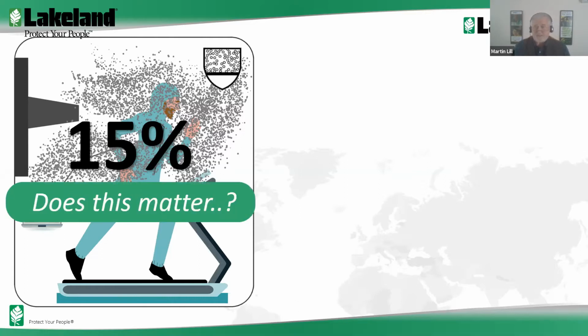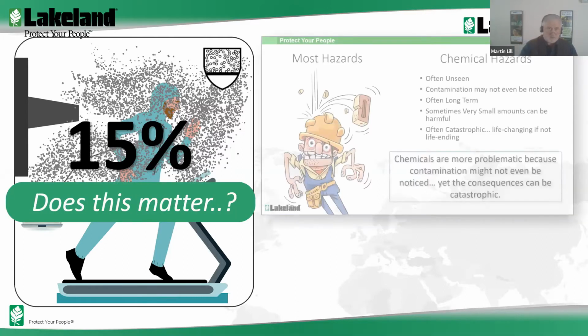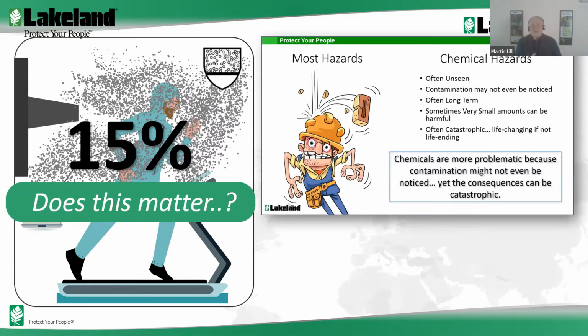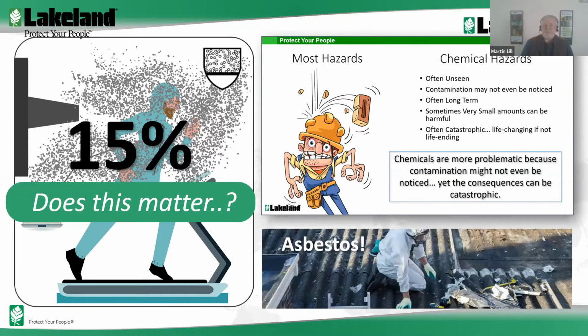Does that matter? Well, this is why I put it into the context of chemical protection. Because if you think about what we've just said about chemical hazards, that they're often unseen, contamination may not be noticed, consequences are long term, that up to 15% might matter a lot. And we've got an everyday example of a dry particle of dust that is just like that. Asbestos.